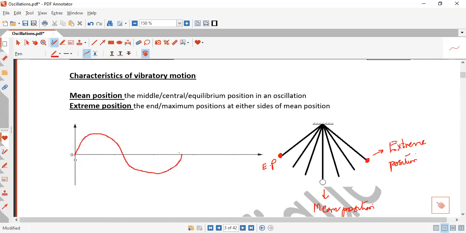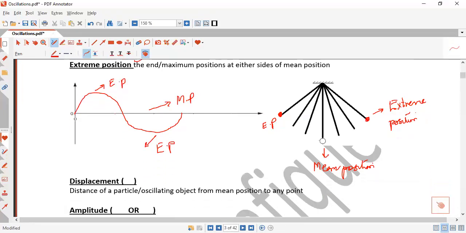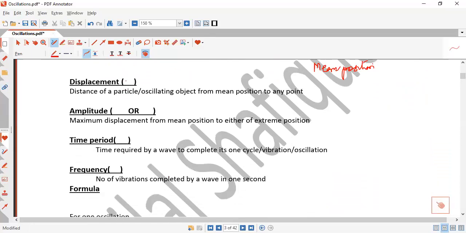Okay, this is also an extreme position. If we want to compare it with an oscillating wave, then students, this is the mean position and these two are extreme positions, this negative extreme and this positive extreme position. Right, okay, so the definitions are written here. Next, displacement, students, is represented by x. It is the distance of a particle from the mean position. What is amplitude? It is x naught or it is represented by capital A. So it is the maximum displacement from the mean position.